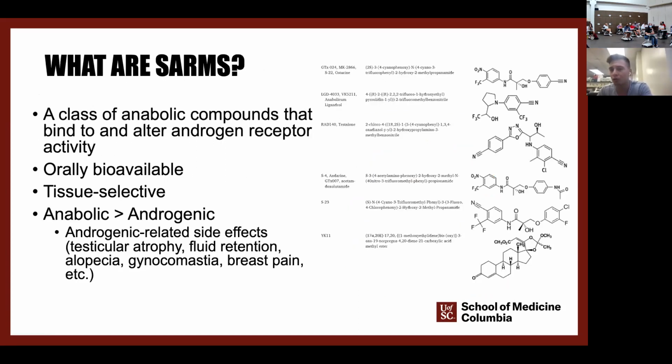So now that we have a basic understanding of how AR signaling is taking place, we can introduce what SARMs are. SARMs, like we said before, are selective androgen receptor modulators, right? All of those words are pretty key to understanding exactly their actions within the body as a whole. We'll start by saying these are a class of anabolic compounds that can bind and alter the androgen receptor activity. Again, a key word here being alter.